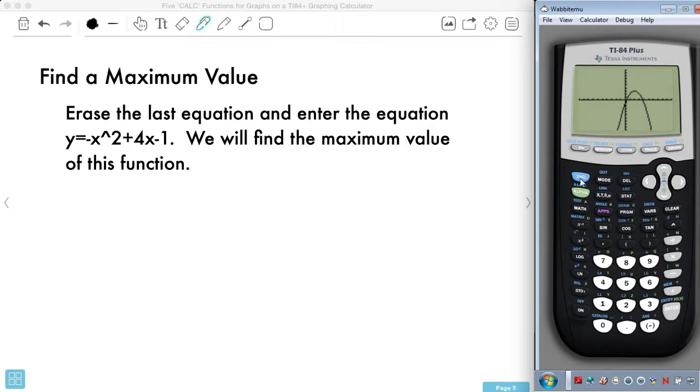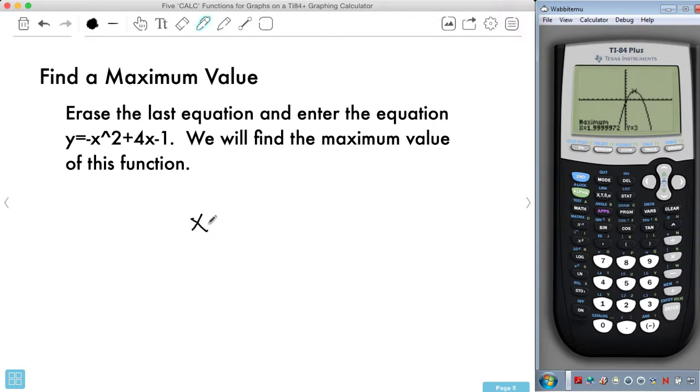And it's really the same series of steps again. Second calc, make sure you pick maximum. That's where you can make a mistake. You want to make sure to pick the appropriate min or max. So here's a maximum. And again, it's just left bound, enter, right bound, enter, and then guess, put your cursor somewhere close to the maximum and hit enter. Okay, we're getting a maximum at an x of, that's close enough to 2 to say 2, and a y of 3.